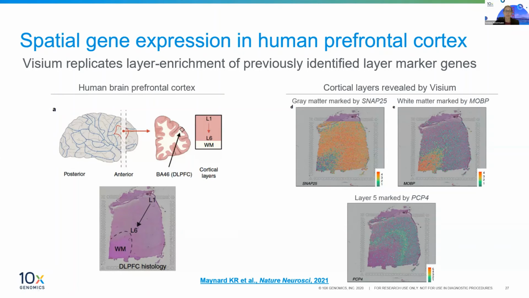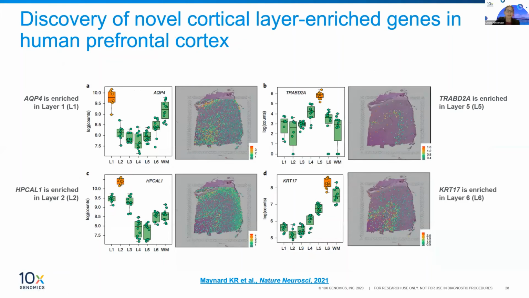Here they reveal utilizing specific gray and white matter marker genes, and then they were identifying specifically gene expression patterns that were enriched in each of the different layers. So that was really quite interesting. They went through each layer and showed very specific, very distinct layer enriched gene expression.